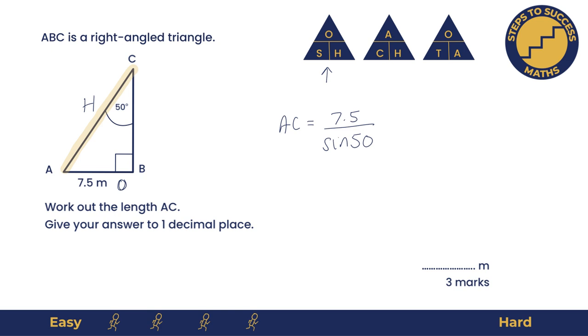And we can pop that straight onto our calculator. 7.5 divided by sine 50 and press equals, and that's 9.79... And then we round that to one decimal place. We've got 9.8. Make sure you always show your workings with these questions. Then if you get anything wrong with the calculator, you're still going to get some of the marks.